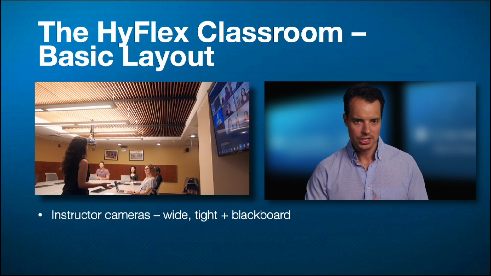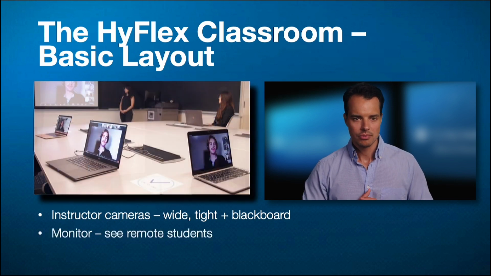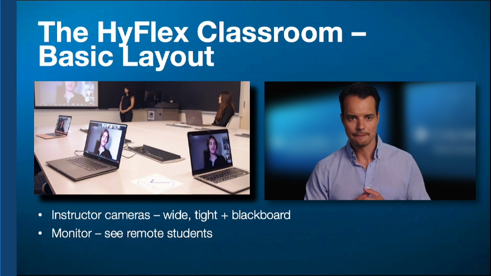First of all are the cameras. They're able to shoot many different angles, whether that's a wide shot, maybe showing the full room with the students in it and the presenter, or a tighter shot on just the presenter, or maybe just the blackboard if the instructor wants to key into a specific thing that's on the blackboard. There's also the monitor or monitors in some cases that show the remote students, especially if you're using the gallery view in Zoom. It's a great way to show everybody who is learning online.